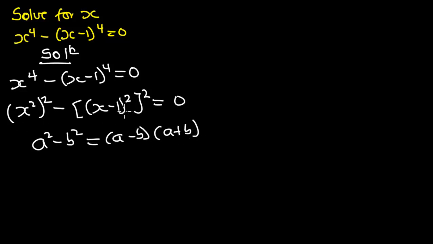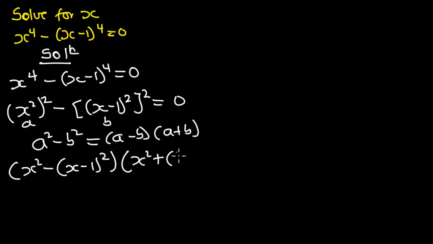And so when we look at this one, we can see that x squared turns out to be a, and then what is inside the bracket turns out to be b. And so from here, we are going to have a minus b, and so a is x squared, so x squared minus, and then b is (x minus 1) squared, multiplying, then we have a plus b, and a is x squared plus (x minus 1) squared. This will be equal to 0.